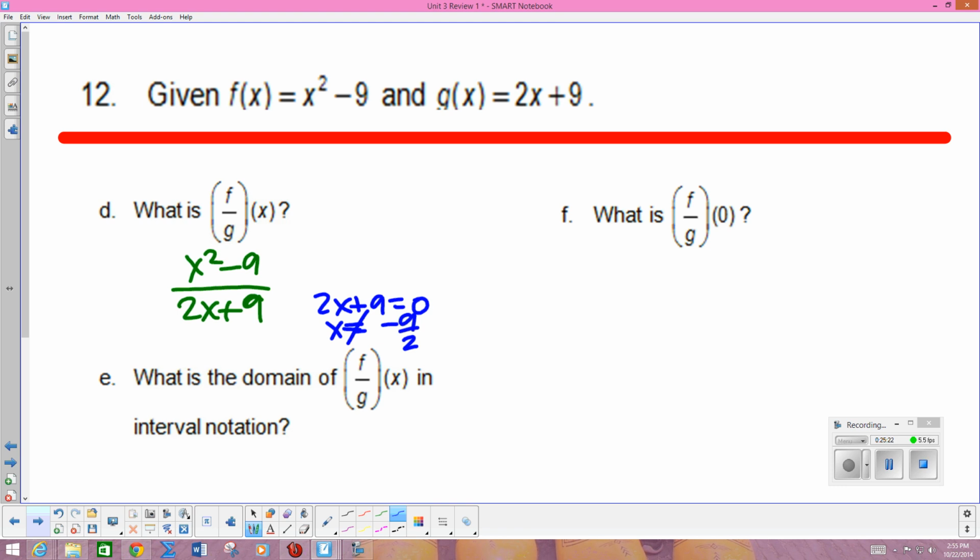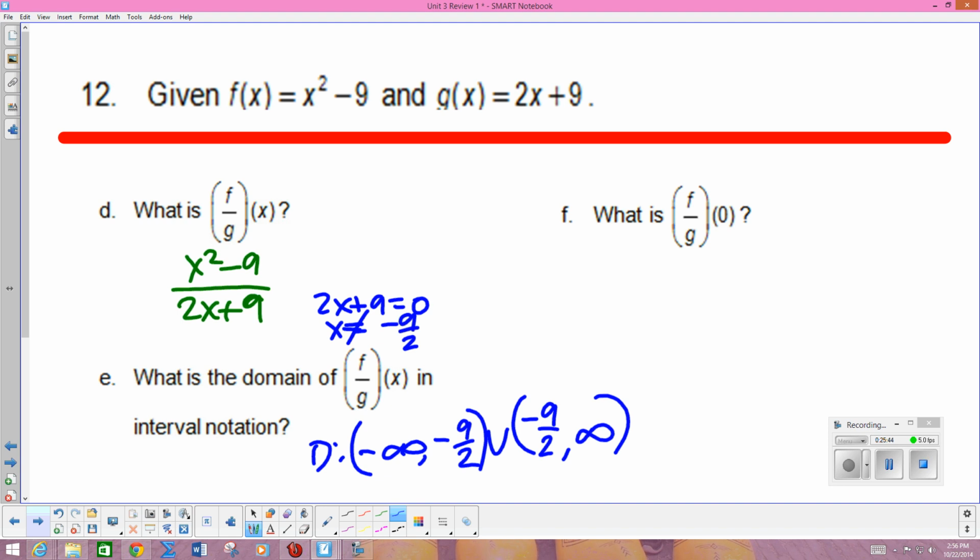And so what I have to know is when I'm looking at my domain, that the domain starts at negative infinity and it's going to go to negative 9 halves. And there's going to be more to the graph because it is rational. It's going to pick up at negative 9 halves and go to infinity.